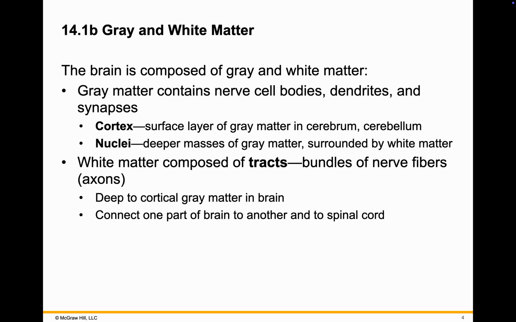The white matter is composed of tracts. These are bundles of nerve fibers, the axons of an individual nerve, that are coated with myelin, and they're deep to the cortical gray matter in the brain. They connect one part of the brain to another, as well as to the spinal cord.